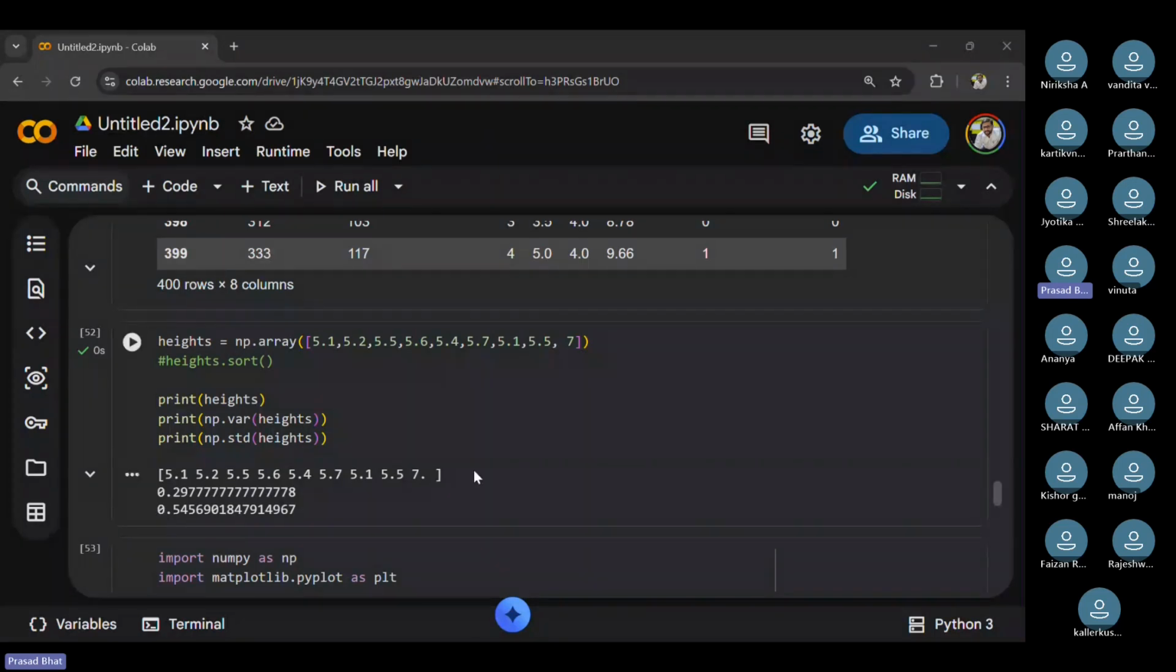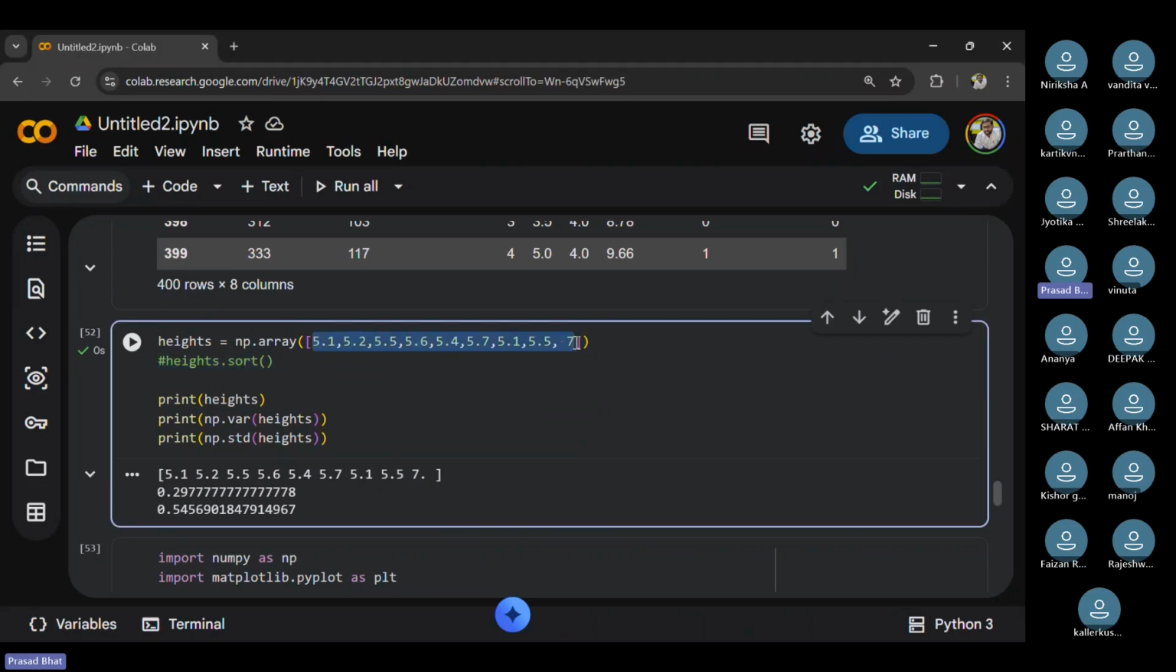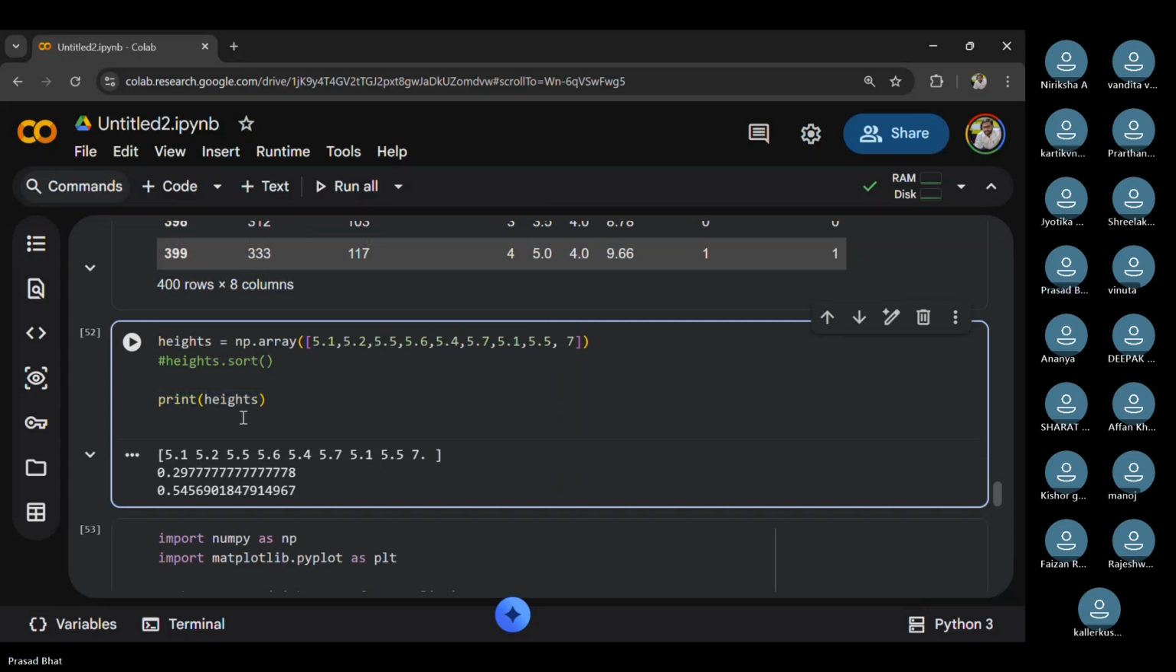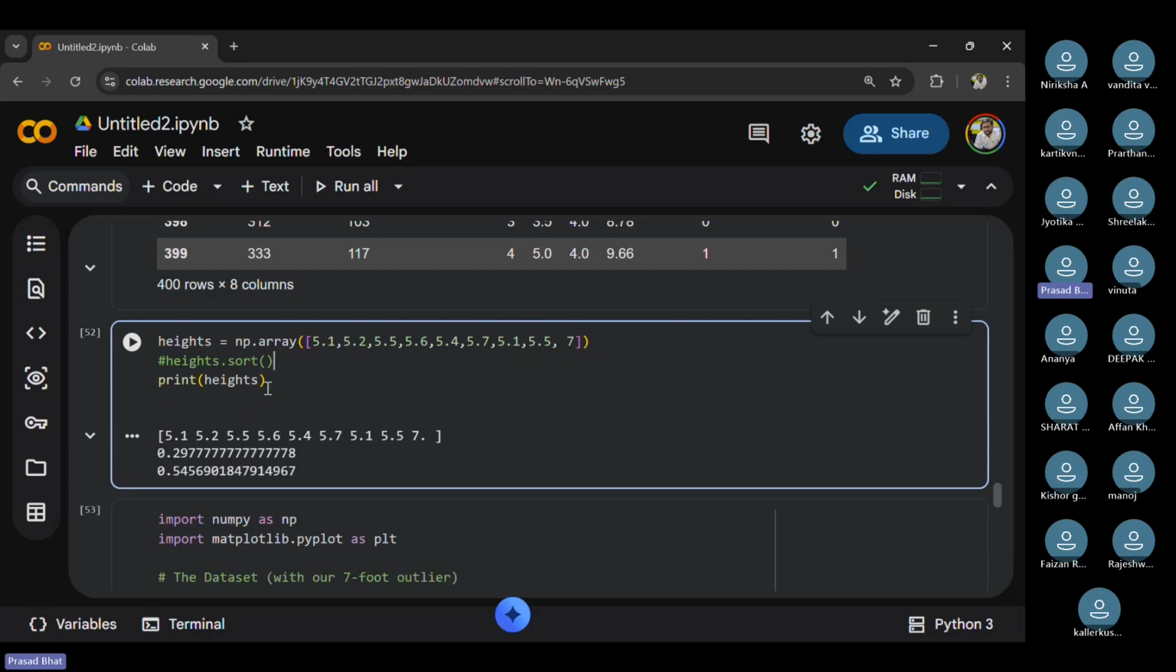So here I have taken the same data set that I had taken in the previous one. It is not exactly the same. I have taken some random values. This is going to be very straightforward. I have taken the array as heights, and let's print this out so that we can understand. There are built-in functions for this, so we will not have to calculate everything by ourselves.